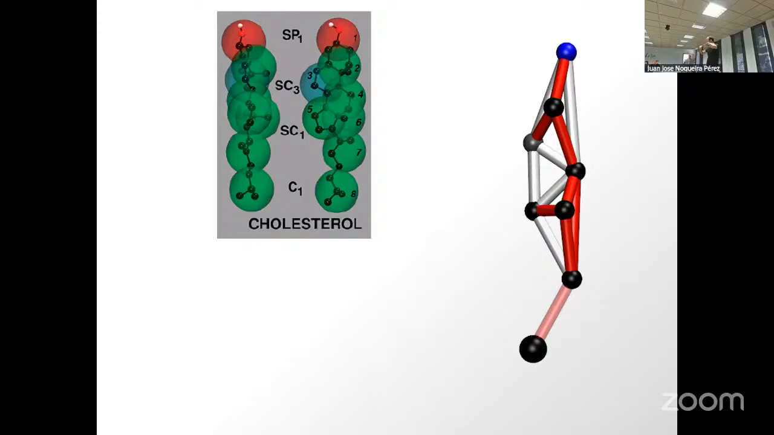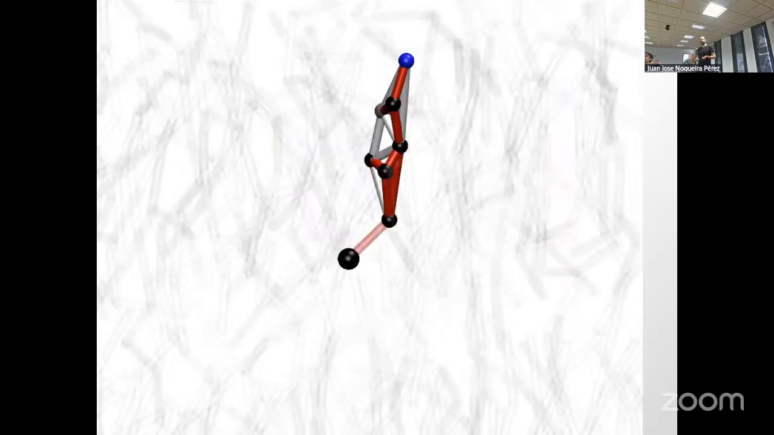So the molecule is a bit rigidified by all these bonds. And then what happened is when you simulate this in a lipid membrane, something like this would happen. So what you have in the background are lipid tails, and here is a cholesterol molecule. And I want you to pay attention to the time scales of the movement of things.